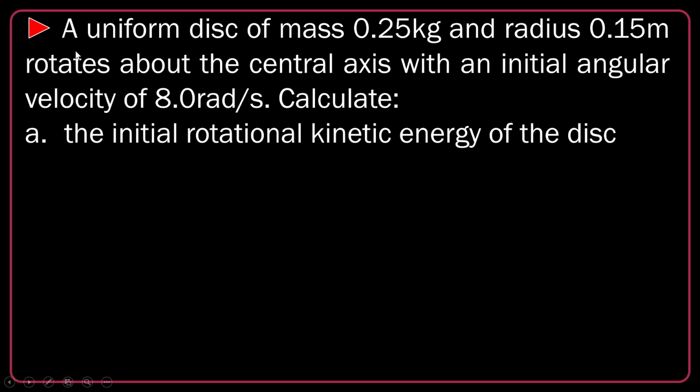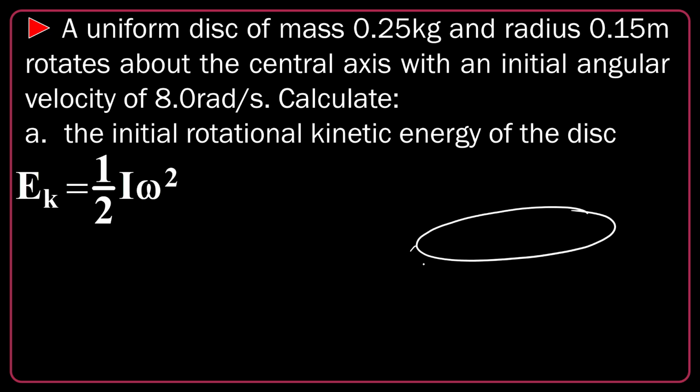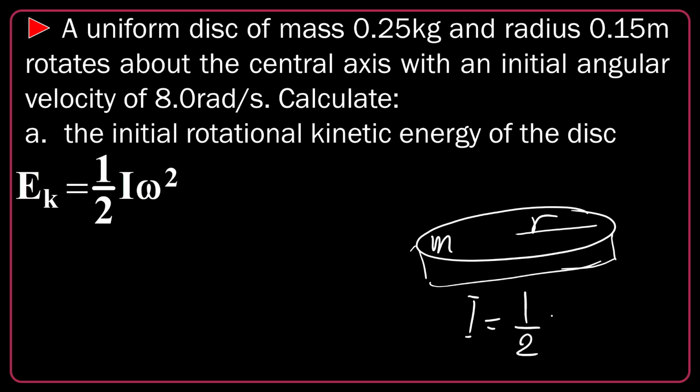Look at this question. A uniform disk of mass 0.25 kilogram and radius 0.15 meter rotates about the central axis with an initial angular velocity of 8. Calculate part A, the initial rotational kinetic energy of the disk. Okay, kinetic energy is supposed to be half of I omega squared. But first we should find the I. About the disk, we learned if it has a mass of m and radius r, I is supposed to be a half of m r squared. This is just for a disk.